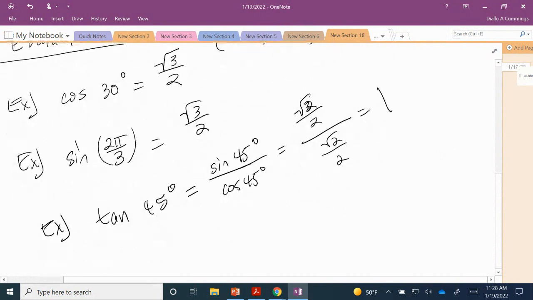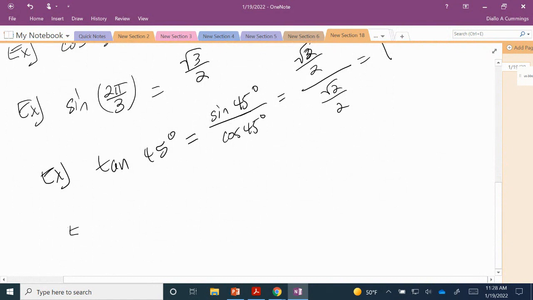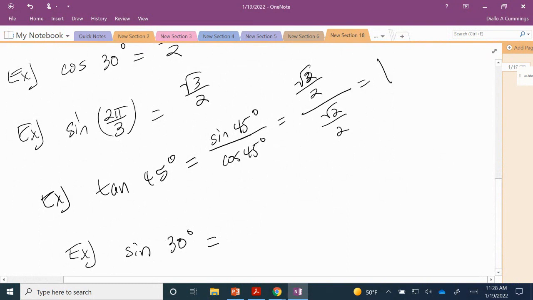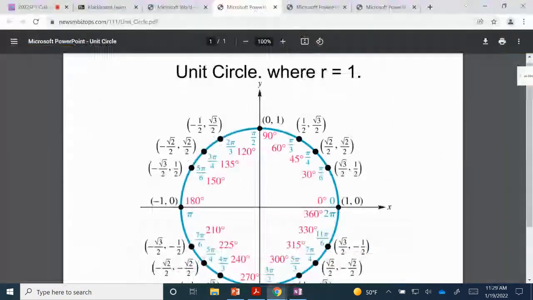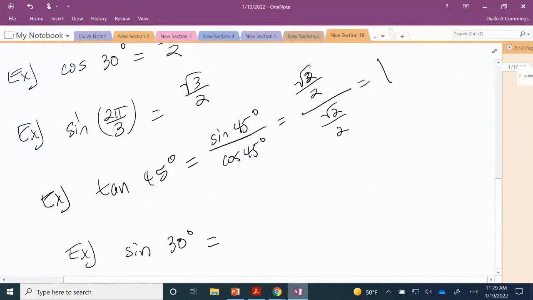And then we'll also do one more. We would find, let's say, the sine of 30 degrees. Right, so in order to find the sine of 30 degrees, again, we would locate 30 degrees. We would find the sine, which is the y coordinate, and we would have a value of 1/2. All right, so that's how you would use the unit circle to evaluate a trig function.